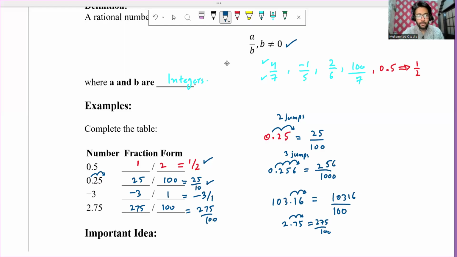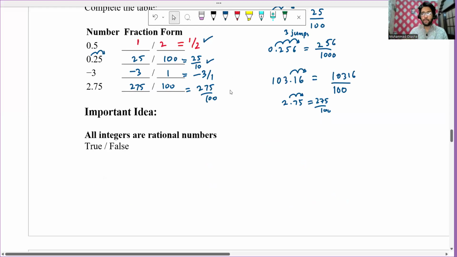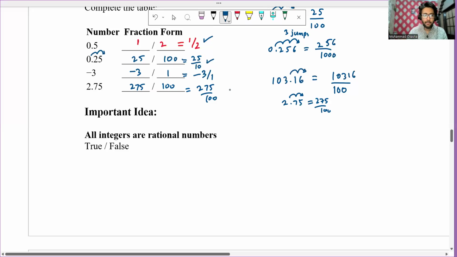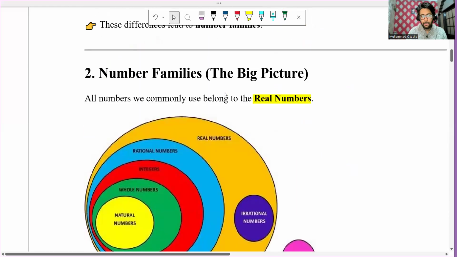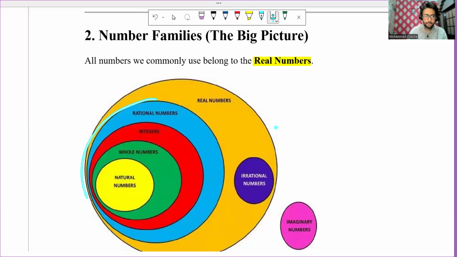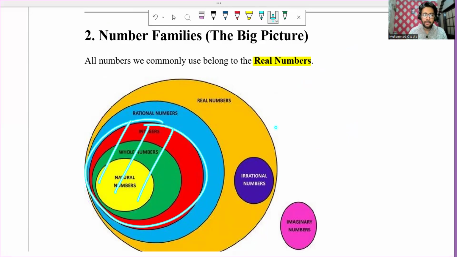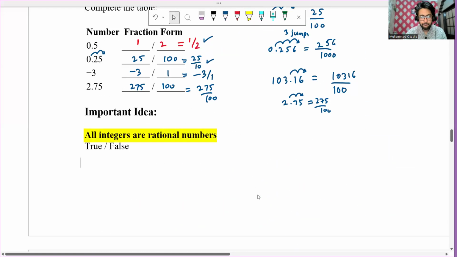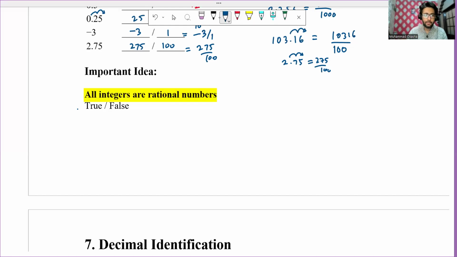Okay, so important idea, think about it. Let's go back to this picture and let's analyze this statement. If the statement says all integers are rational numbers, does it make sense? Let's go back to our picture and say integers. So you have a bigger circle which has rational numbers, right? And within rational numbers you have integers. Okay, so of course all of the integers lie within rational numbers. So yes, all integers are rational numbers. The answer would be true. All integers are rational numbers.